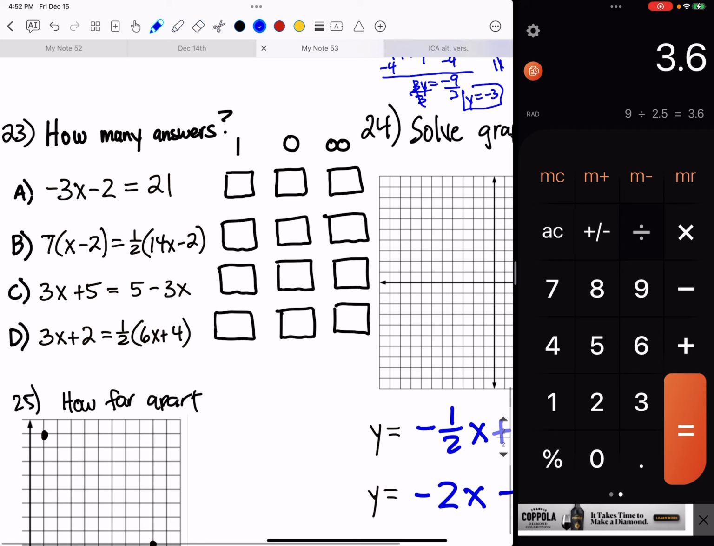How many answers? All you're looking to see is if they're the same amount of x's on both sides. Negative 3 x's. Over here we have 0 x's. So this is just one answer.